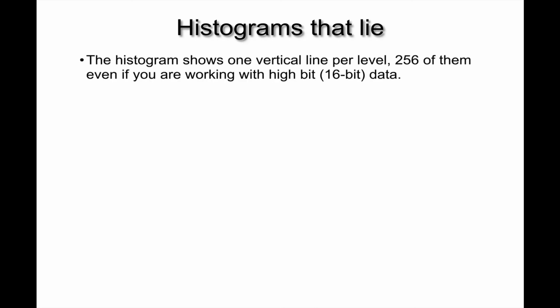Moving on, let's talk about histograms that lie. First of all, we noticed that the histogram shows us one line per level. In other words, 256 of them. But if you're working in a 16-bit file, there should have been something like 64,000 of those lines in the histogram. Well, that would work if you had a display the size of a movie screen. Photoshop, Lightroom, and Camera Raw don't show you the true 16-bit data in the histogram, and that's because it would be very, very difficult to do so. It just shows you 256 levels.